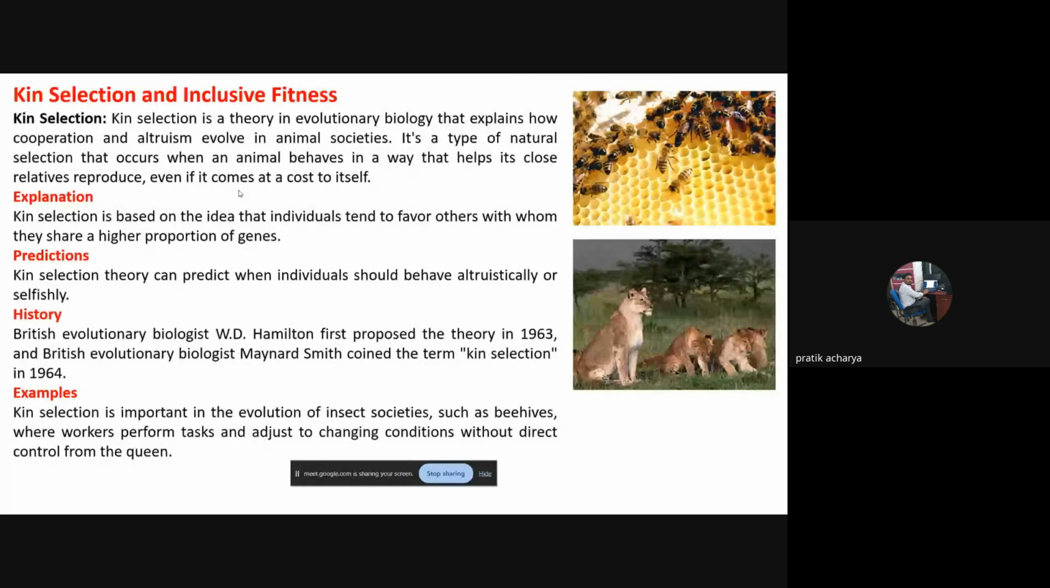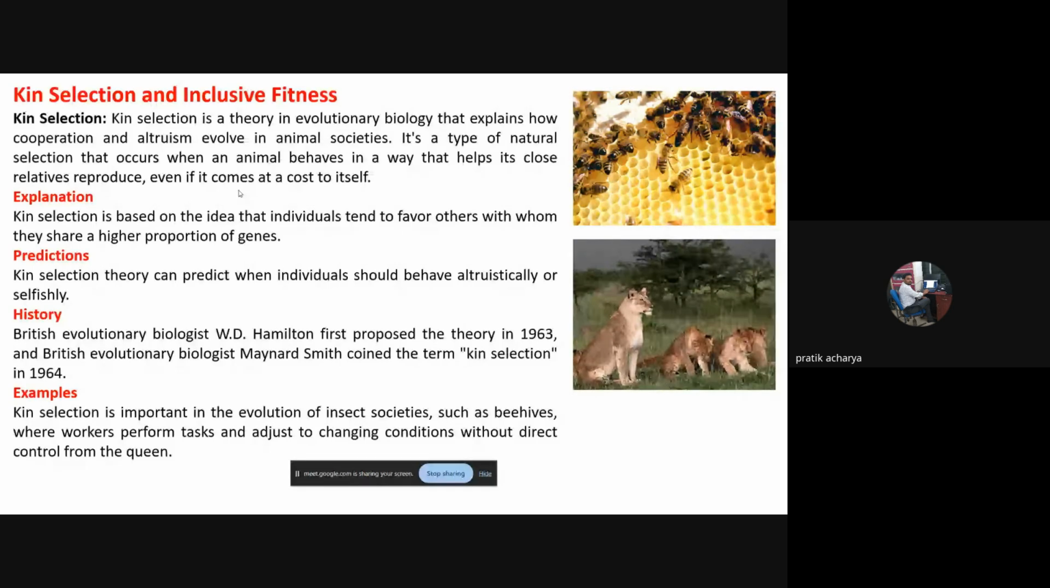It's a type of natural selection that occurs when an animal behaves in a way that helps its close relatives reproduce, even if it comes at the cost of its own life. If we are talking about insect societies, the beehive is an example that shows the definition. The female workers sacrifice their lives for the sake of the group, for its advancement and protection. That is the kin selection pattern.